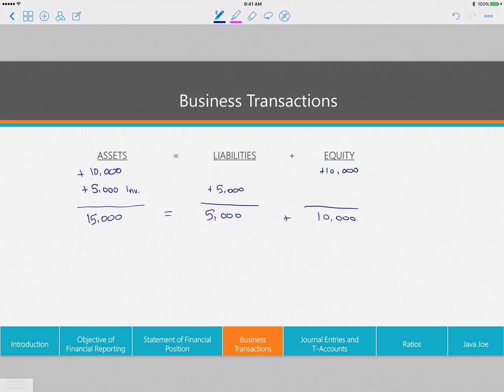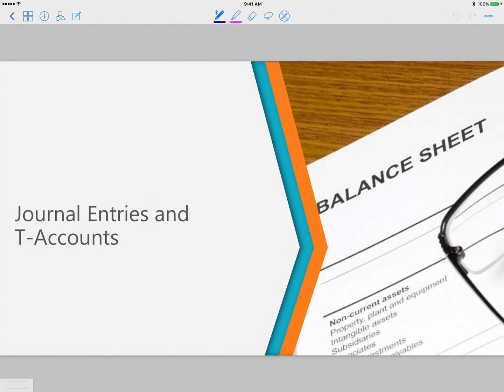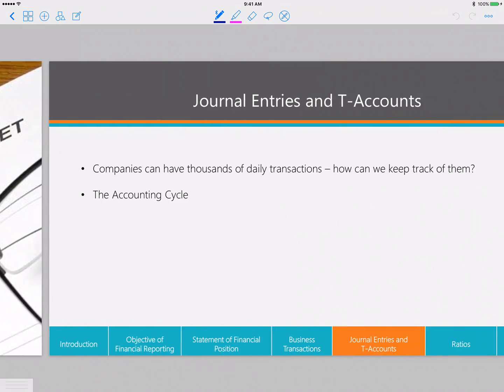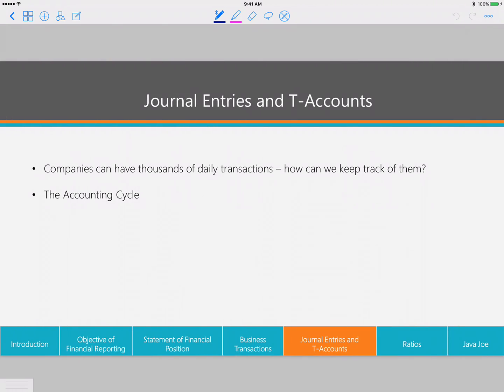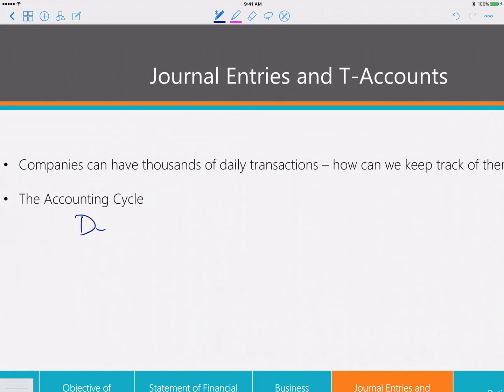But is this really realistic for a company to make a table like this where they're analyzing the cash and everything? It's not necessarily that realistic. So in order to deal with this, companies make journal entries and T accounts, and they have the entire accounting cycle. So let's talk about it. Every company has to run through the accounting cycle. So there's two steps. There's during the period.